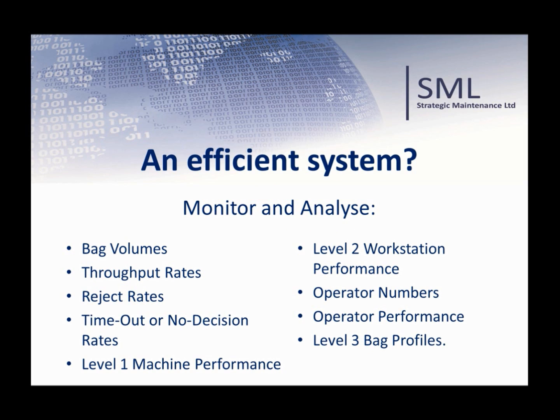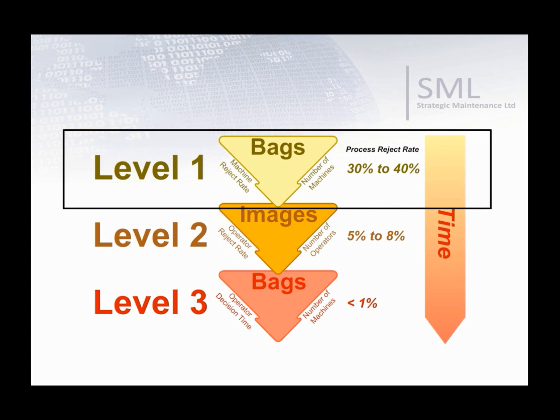Here's a short demonstration. An efficient system can be thought of as where bags are correctly rejected where appropriate in order to ensure security, but where safe bags are not sent unnecessarily to Level 2 and especially Level 3. In order to achieve this minimization of unnecessary checks, we need to monitor and analyze bag volumes, throughput rates, reject rates, timeout or no decision rates, Level 1 machine performance, Level 2 workstation performance, operator numbers, operator performance, and Level 3 bag profiles. HBSview enables you to do all this.